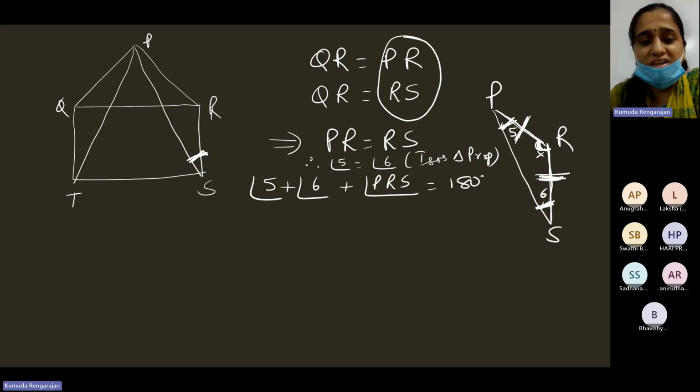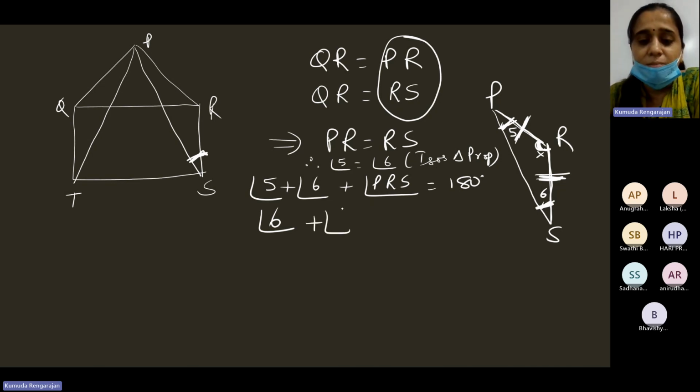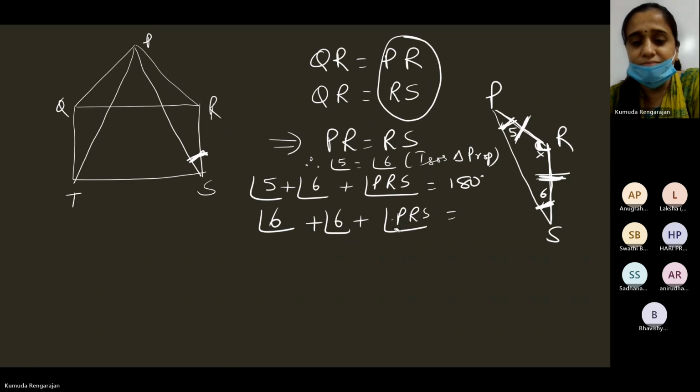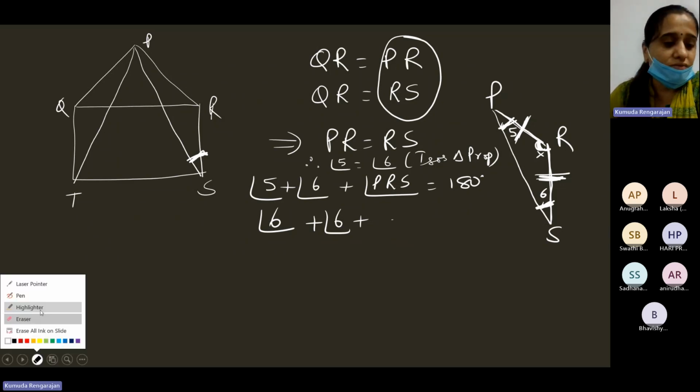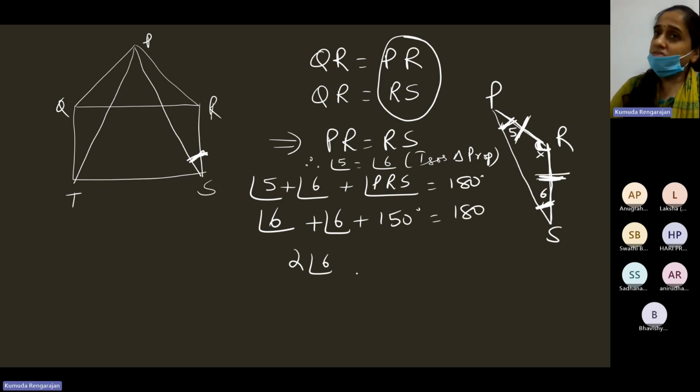So 5 and 6 are equal angles, and we are writing 6 because we need to find angle PSR, which is angle 6. So angle 6 plus angle 6 plus angle PRS is equal to 180. We know this is 150, right? Let's substitute that. Angle 6 plus angle 6 plus 150 degrees is equal to 180. So 2 times angle 6.